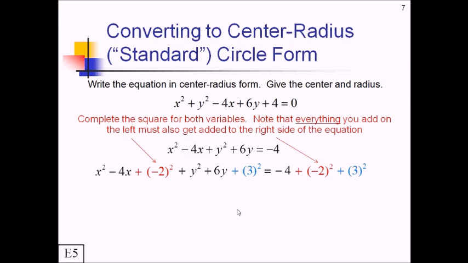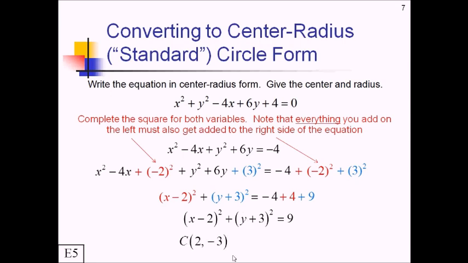And now I have to go ahead and factor, or turn these into squared parentheses for the x's and the y's. So for the x's, I've got x minus 2 squared. For y, this is going to be y plus 3 squared. And over on the right side, we've got -4 plus 4 plus 9, which is going to simplify to just 9 when those 4's cancel. So now I've got this in center radius form. My center then is going to be +2, -3, and my radius will be the square root of 9, which is 3.